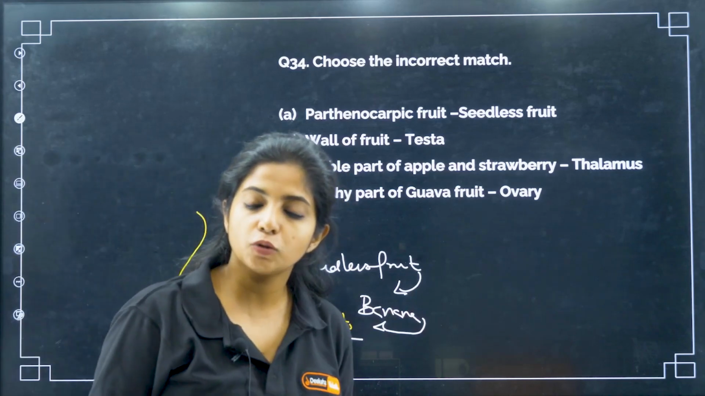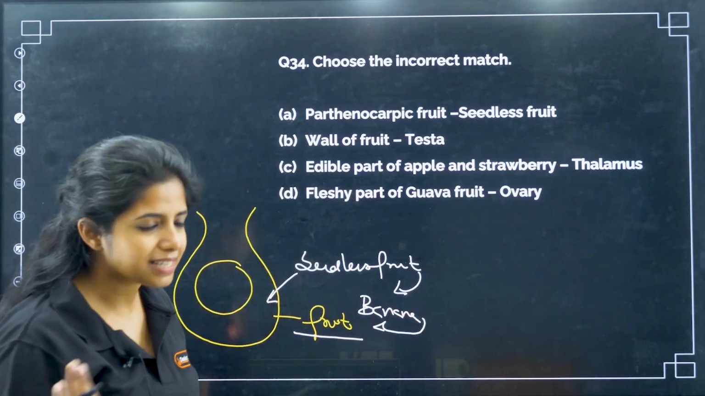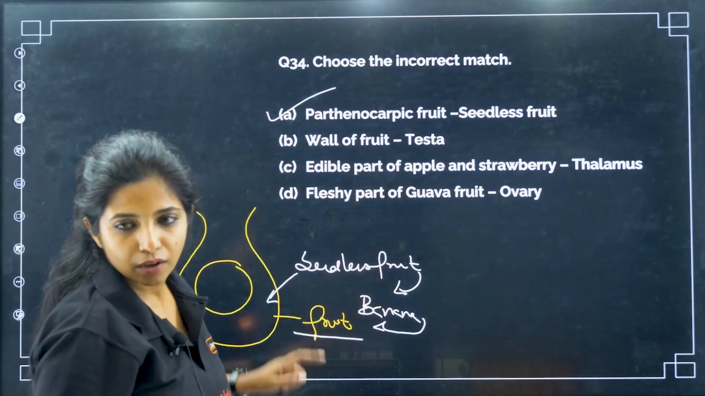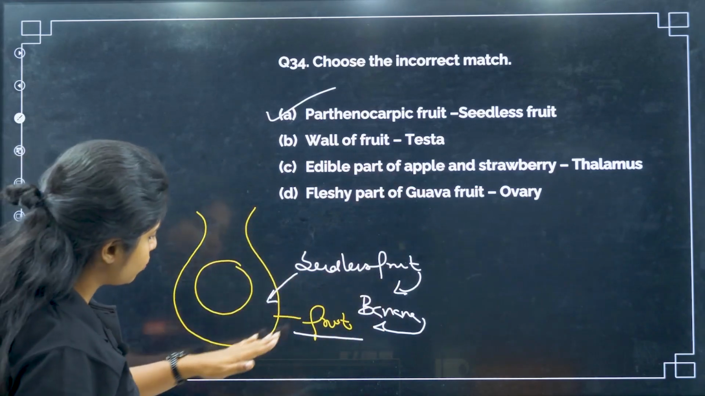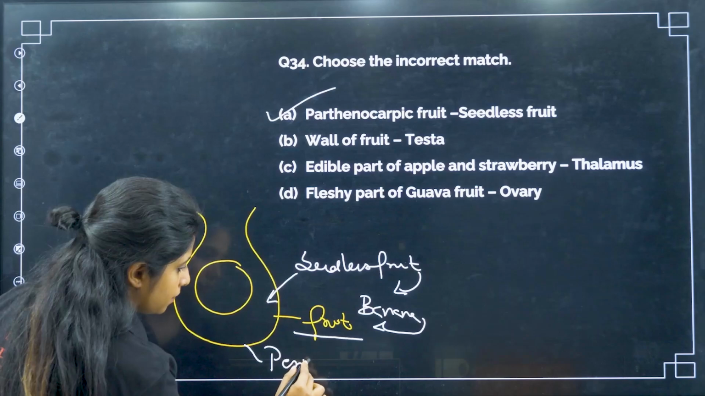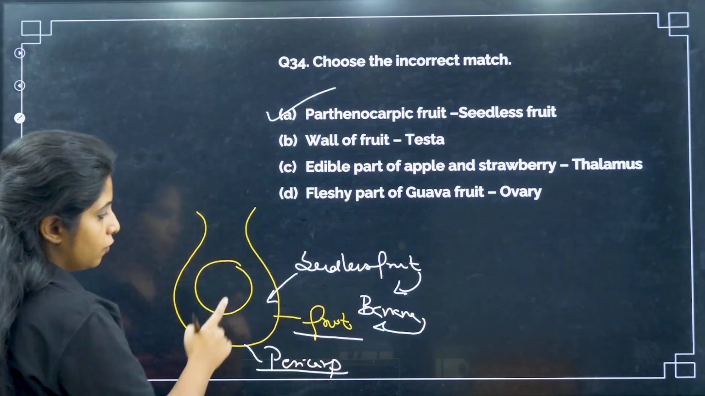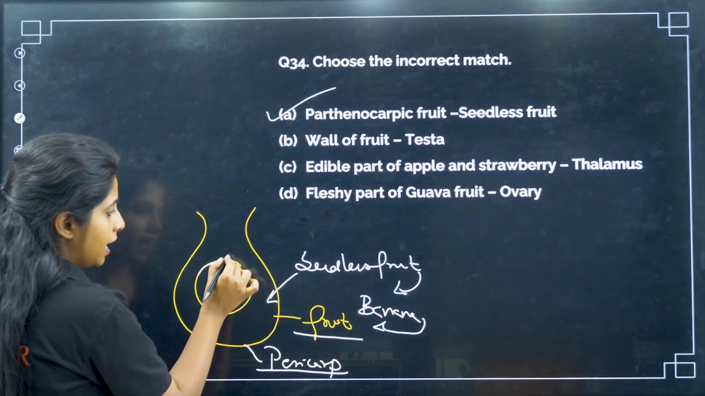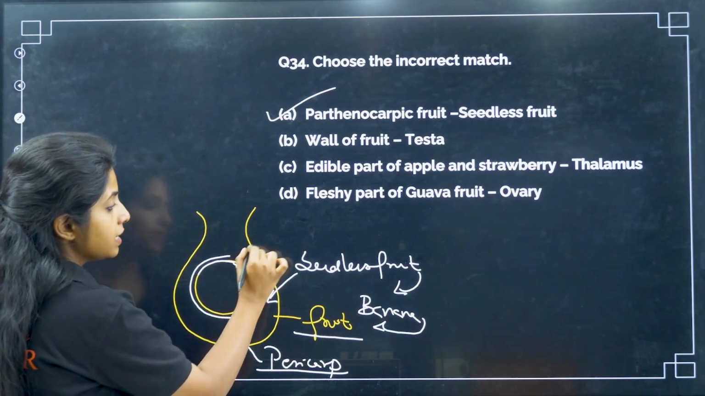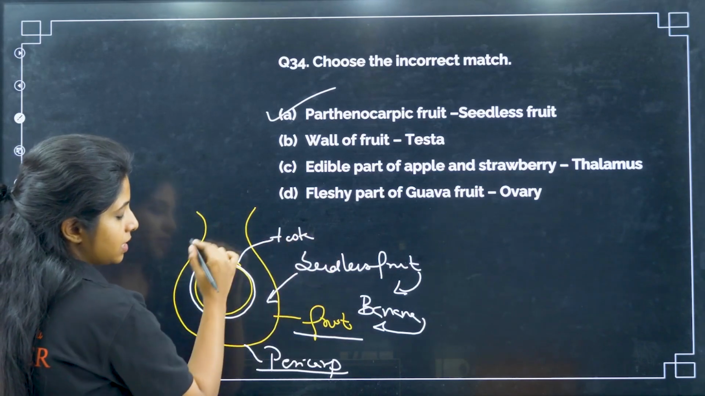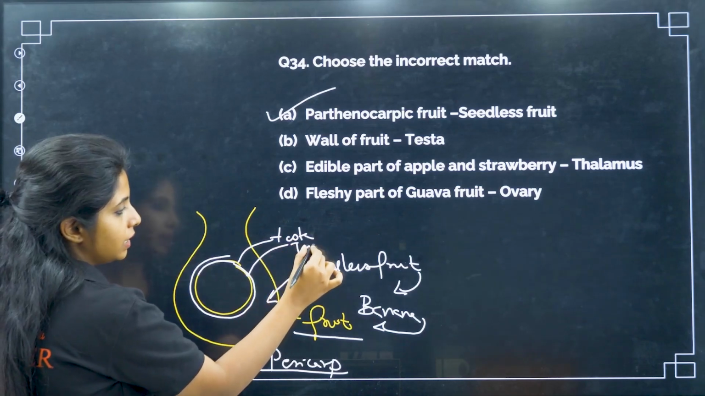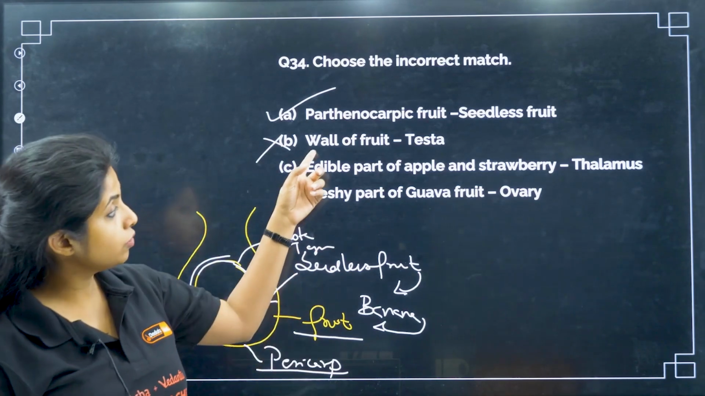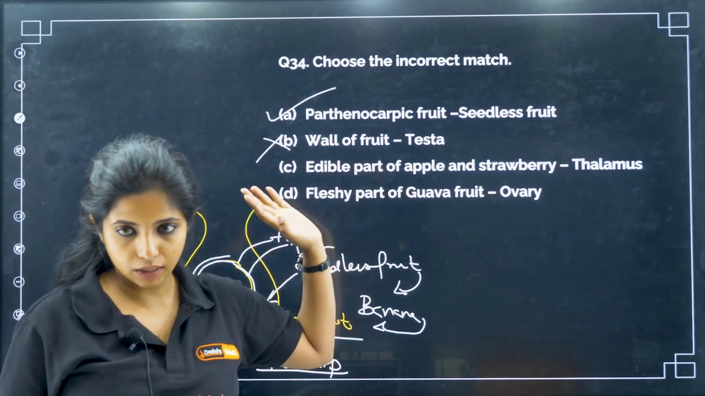So choose the incorrect match. Parthenocarpic fruit is seedless fruit? Yes, it is. Okay, wall of fruit is testa. The fruit's wall is not testa. The fruit's wall is known as pericarp. Talking about the seed wall, the inner wall is known as tegmen and the outer wall is known as testa. Testa is the outer wall and tegmen is the inner wall. So this is wrong. Wall of fruit is pericarp, my dear children. Wall of seed would have been correct, or seed coat.